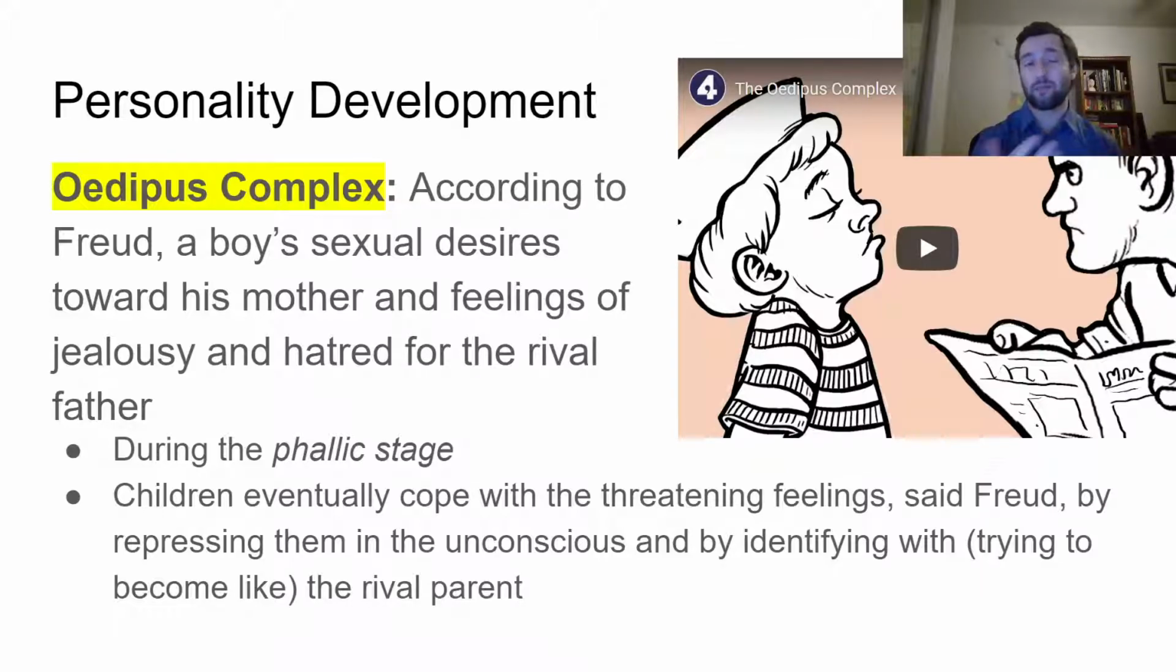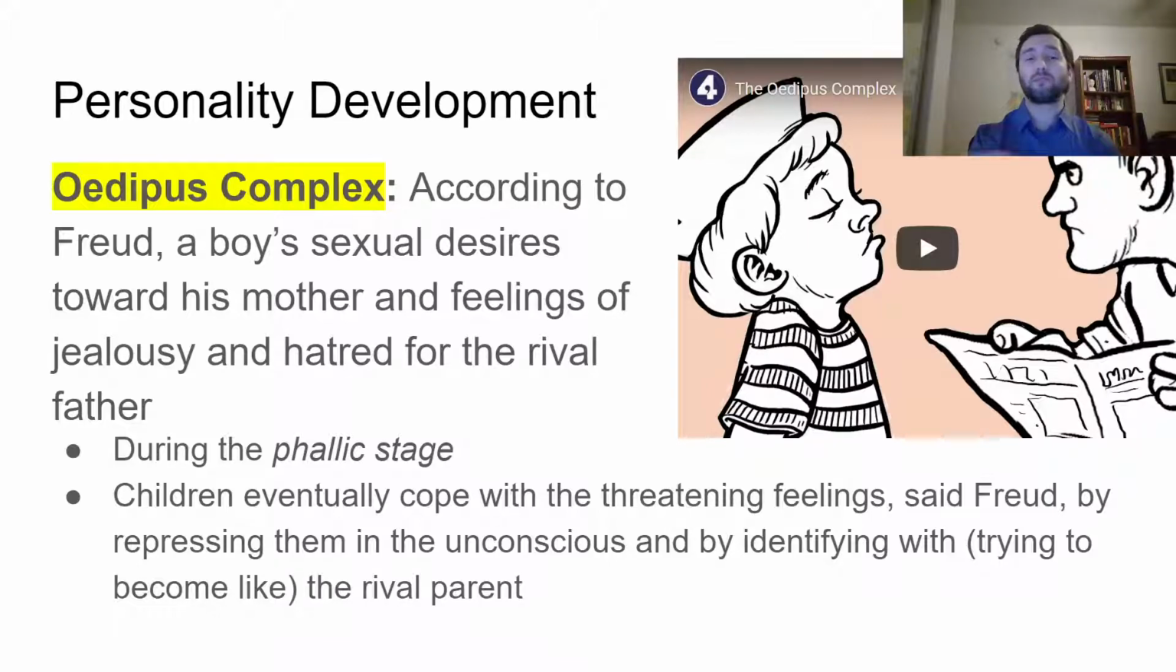And so the Oedipus complex is, according to Freud, a boy's sexual desires toward his mother and feelings of jealousy and hatred for the father, who becomes a rival, basically. Now, the Electra complex is the same thing, but flipped. So it would be a girl's sexual desires towards her father, and thus jealousy and hatred for the mother, who would be a rival. Okay? Both of these would take place during the phallic stage, and if we have this kind of fixation, would represent themselves later on in life.